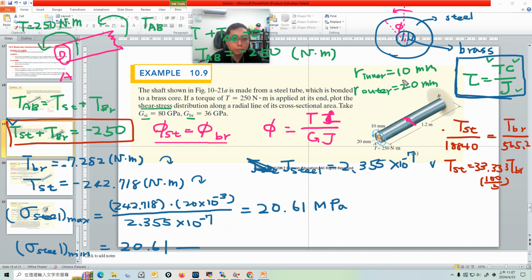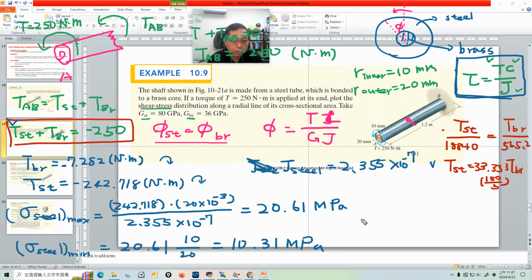We just scale it by 10 over 20. So yeah, it's very easy. It's about 10.31 megapascal. Okay, so that's for steel.